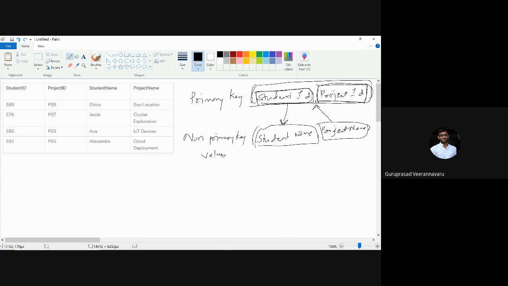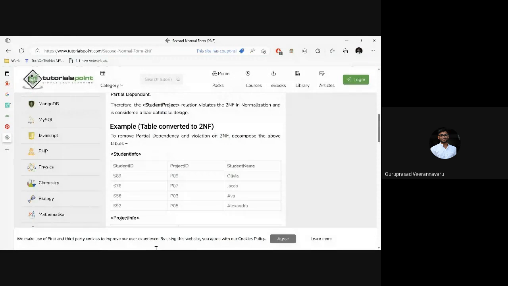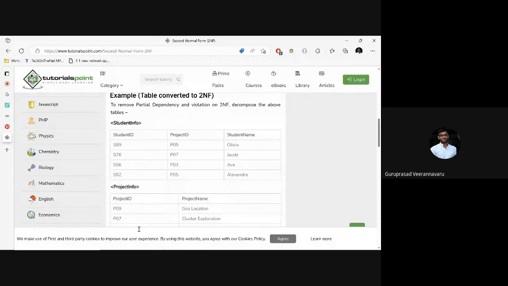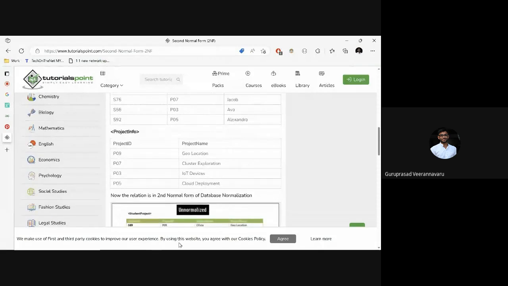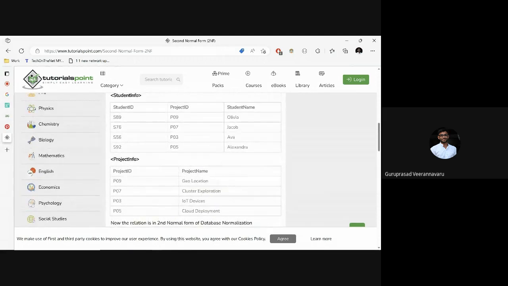Right? So what is happening? A non-primary key is mapped to a subset of the primary key in this case also. So in such cases, what are we supposed to do? This becomes one separate table. And then you have one table saying student ID, student name, and another table saying project ID, project name. So it would be here. They've done it like this, yeah. Okay, so they've taken this project different.